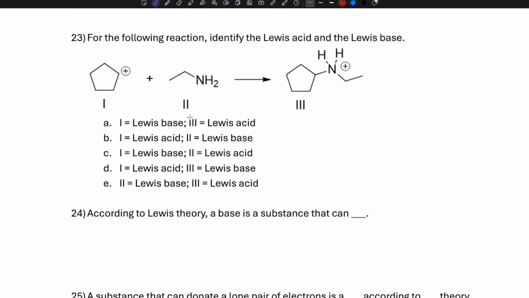In question 23, we're again identifying the Lewis acid and Lewis base. I like to notice at first that this positive became neutral, right? And so if we go from positive to neutral, that means you became more negative, in which case we gained electrons, so we accepted electrons, which fits our definition for a Lewis acid. While nitrogen became positive, which means we can assume that we donated electrons, which fits our definition of a Lewis base. And so the answer choice that fits this is B. Structure 1 is our Lewis acid, structure 2 is our Lewis base.